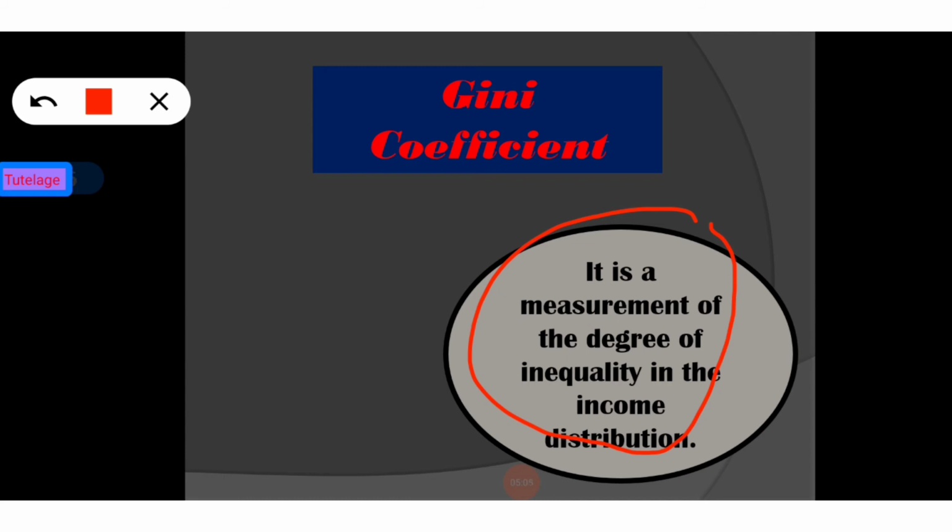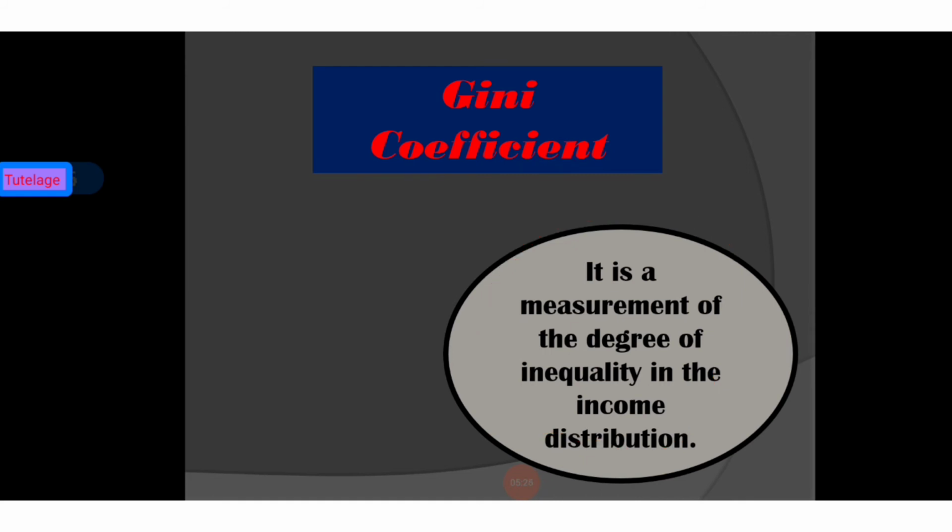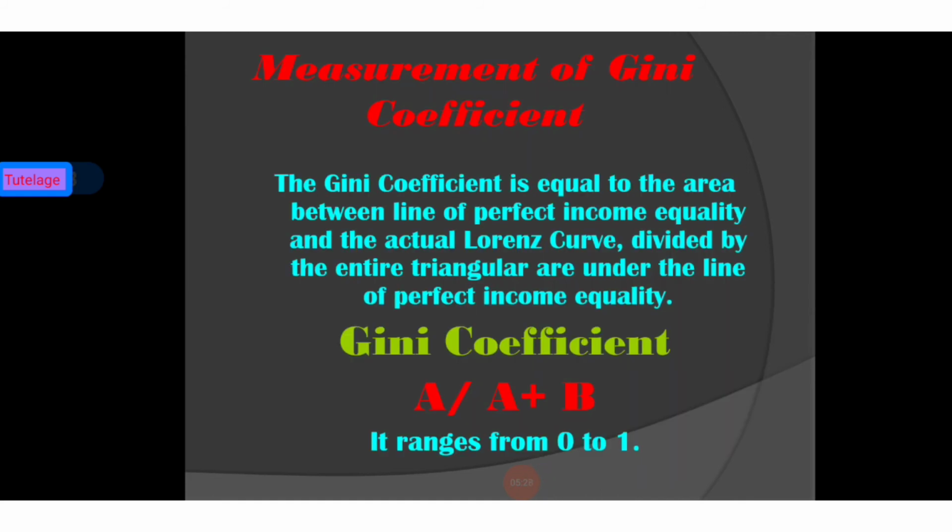I think this is clear. What do you mean by Gini coefficient? We have already told the shaded area, the distance between the Lorenz curve and the equality line, shows the degree of income inequality, and which is known as the Gini coefficient. Okay, so now move on to the next. So here we can see a measurement of the Gini coefficient.